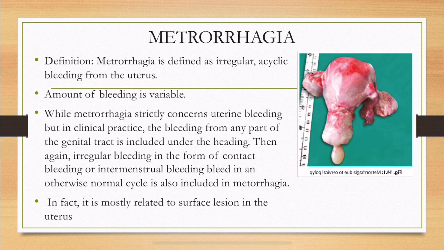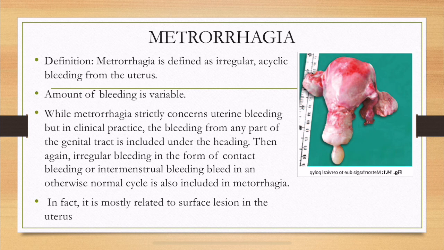in clinical practice, bleeding from any part of the genital tract is included under the heading. Whether it is vaginal bleeding, cervical bleeding, or from any part of the genital tract, not only from the uterus, it is considered to be menorrhagia in clinical practice.